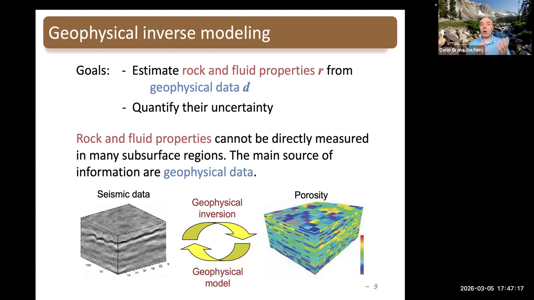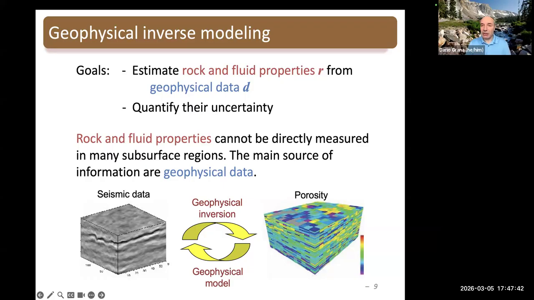We want to estimate rock and fluid properties from a set of geophysical measurements. But remember that the key is going to be to quantify the uncertainty, and this is why we're going to introduce Bayesian methods, or in general, probabilistic methods. So the idea, once again, is that rock and fluid properties cannot be directly measured in the subsurface. What we can measure is geophysical data.